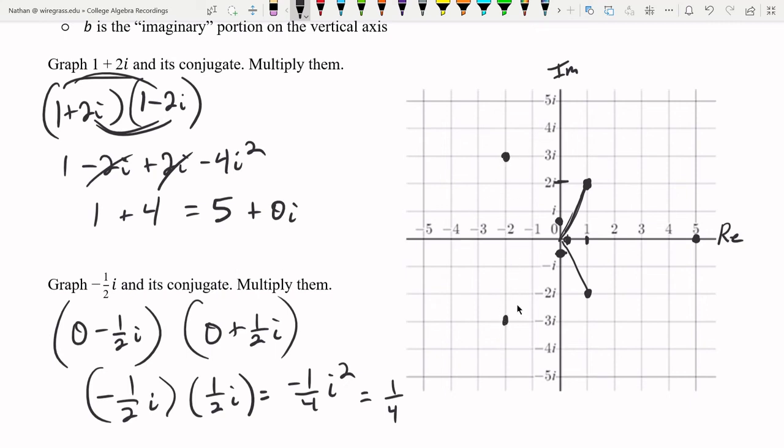Those are conjugate pairs. And when you multiply conjugate pairs, you always get a real number because the imaginary portion always gets i squared, and then it gets negative 1, so it goes away. Or in the case of numbers with multiple parts, they cancel. So the imaginary portion always cancels when you multiply conjugate numbers, and they flatten down to the real line.